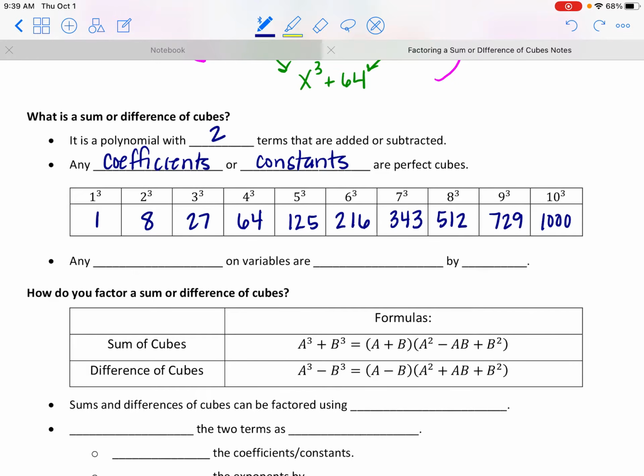Now for the squares, we said our exponents have to be even. For our cubes, they have to be divisible by 3. So squares divisible by 2, cubes divisible by 3. That should make sense. So any of the exponents on our variables must be divisible by 3. That means they could be 3 or 6 or 9 or 12 or 15 and so on. It's got to be some multiple of 3. Now, how do we go about factoring?